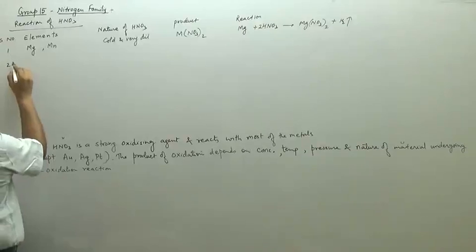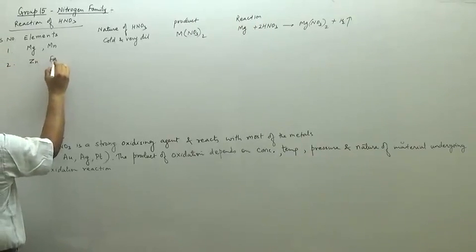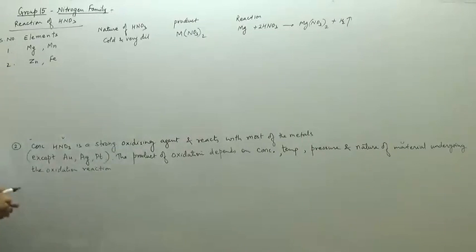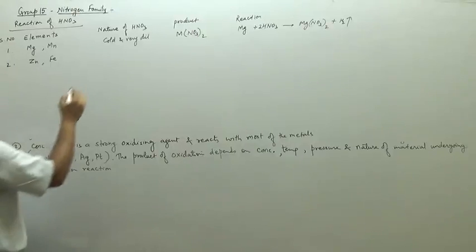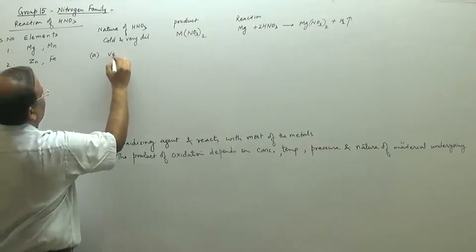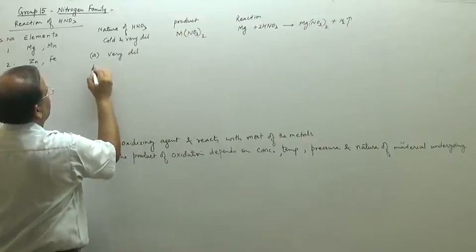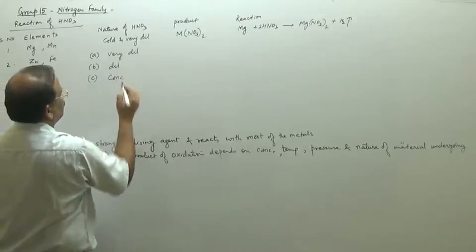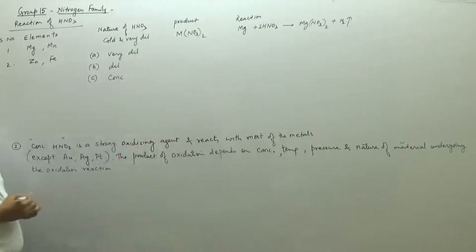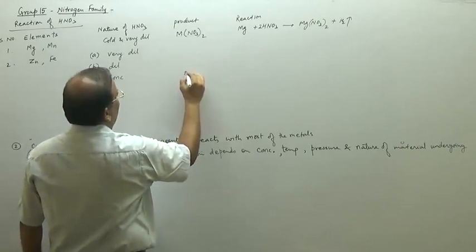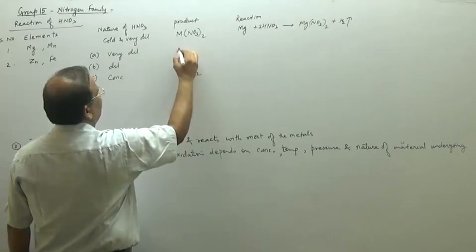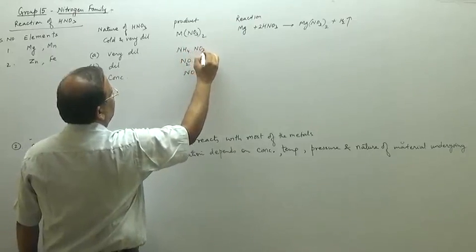Then suppose we have zinc or Fe, they are less electropositive metals. For less electropositive metals there are different conditions: very dilute, dilute, and concentrated. In concentrated, you know that NO2 will always be the product. But in dilute, they give N2O gas, whereas in very dilute, they form ammonium nitrate.